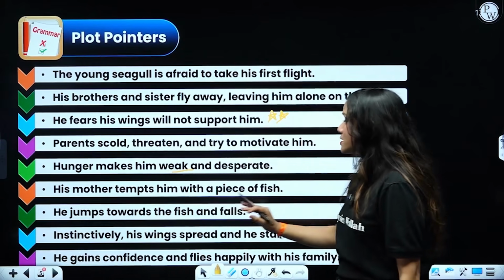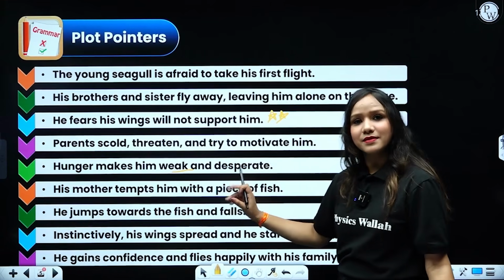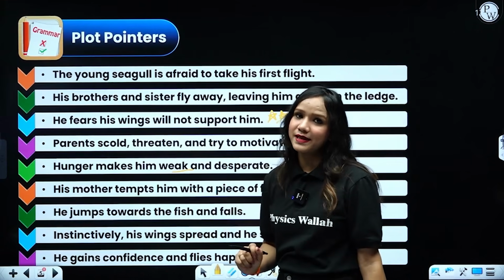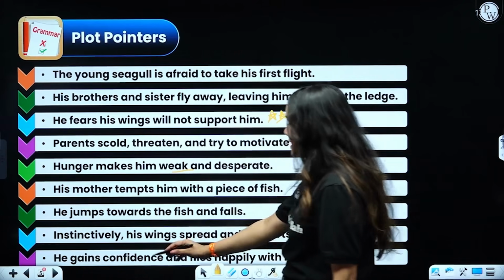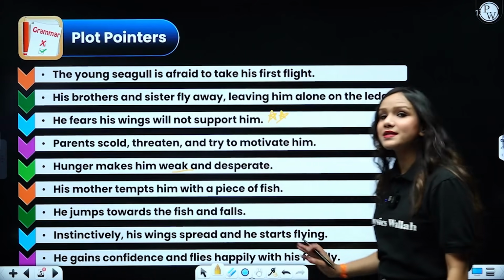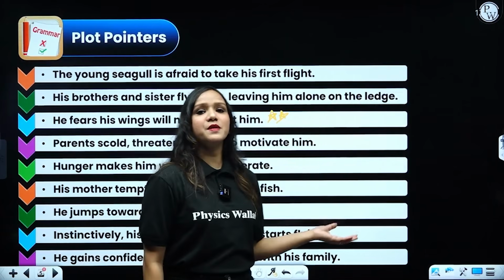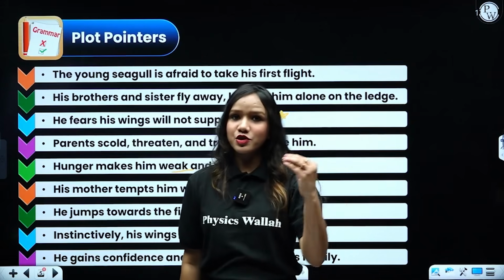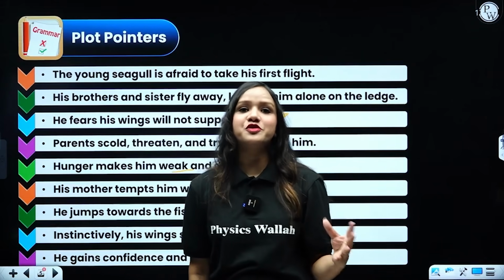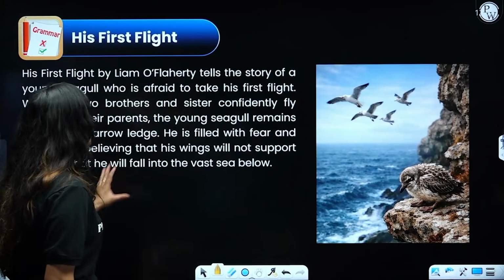Then he jumps towards the fish and falls. Instinctively, naturally, he starts flying. He takes his first flight in this particular manner and eventually gets successful in his flight, right? He gains confidence and flies happily with his family now. I hope you have understood these major pointers. So these pointers will definitely help you in preparing your last minute revision notes at the time of your exam.